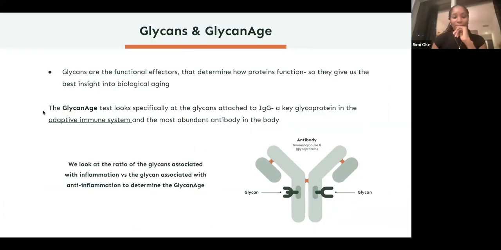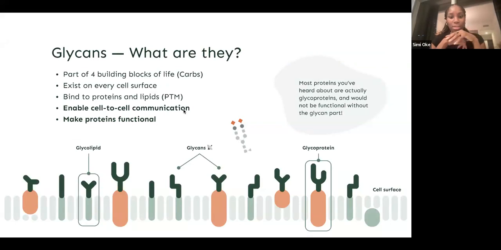So I was asking previously, who actually is using GlycanAge at the moment? If anyone feels confident enough to put it in the chat. Douglas sees the chat. Thank you, Douglas. That's very helpful. Anyone currently using GlycanAge? Yes, Douglas says he's using GlycanAge. Great. So we have some people who are using GlycanAge already and some people who are not. So I'll try and tailor it to both groups of people.